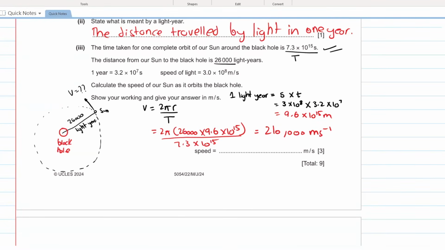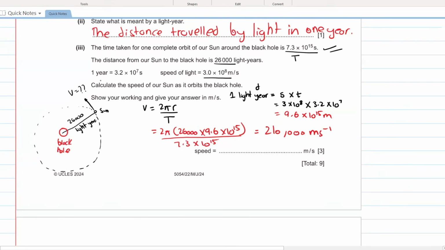बेटा ये लाइट ईयर वाली बात समझ नहीं आई. This is basic common sense. लाइट ईयर क्या होता है? Distance travelled by light in 1 year. कभी भी आपने किसी भी चीज़ का डिस्टेंस निकालना होता है, what do you do? Speed into time. लाइट की स्पीड क्या है? 3 into 10 raised to the power of 8.